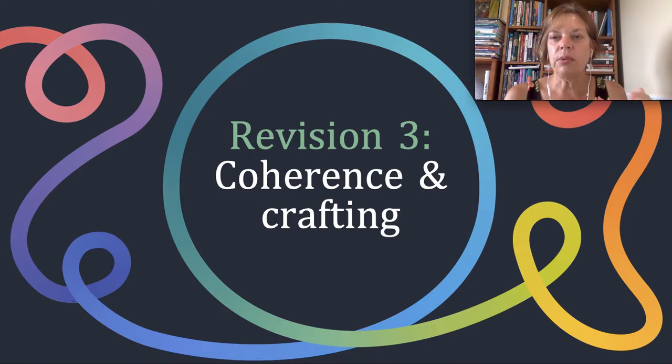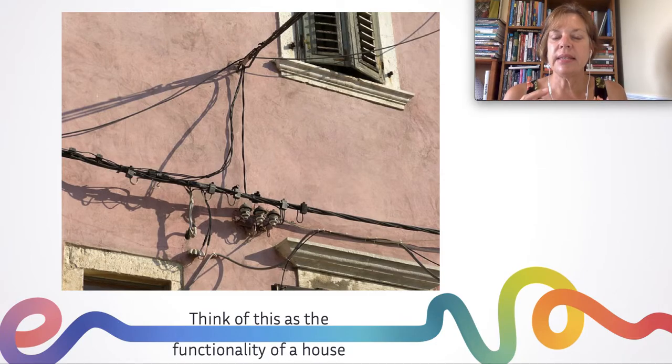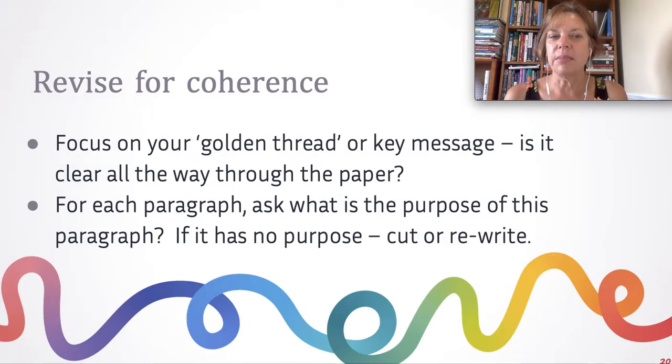Okay, revision 3. Now what we're coming to with revision 3 is the flow. And this is really the functionality of the house, the kind of wiring, how things are connected. I couldn't really show you a picture of how wiring is connected smoothly within a house, so I just put this one in. But this is really how the electricity connects everything, and when you turn on the lights, they work. Or you turn on the tap and water comes out. So that's what you do with crafting and coherence, is that your reader doesn't see the work that you've done. They are just enjoying the message.